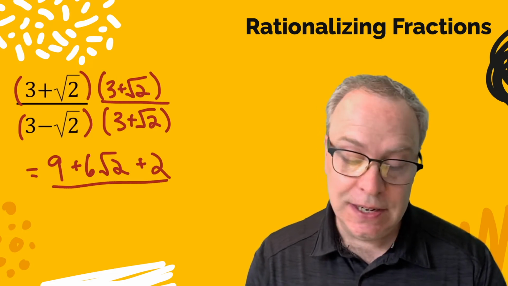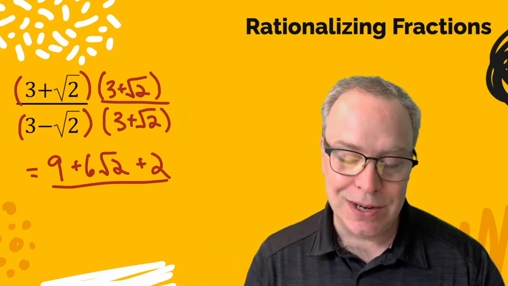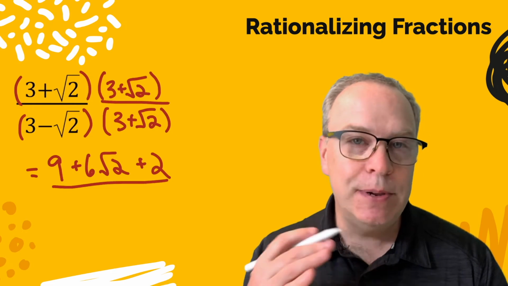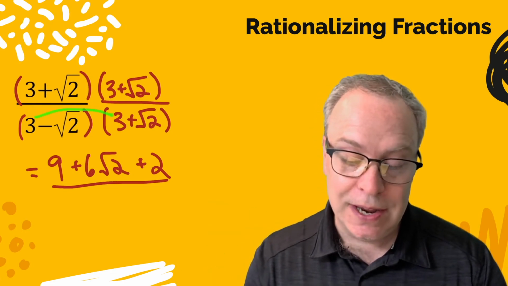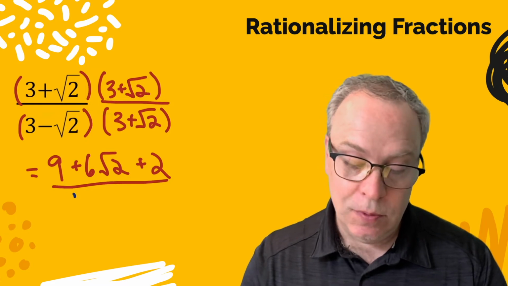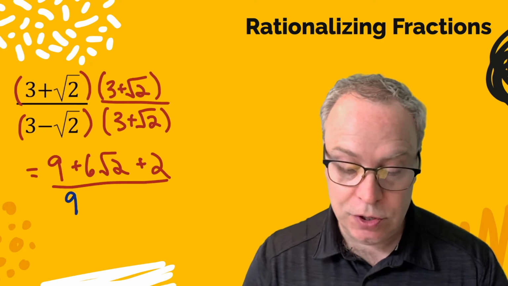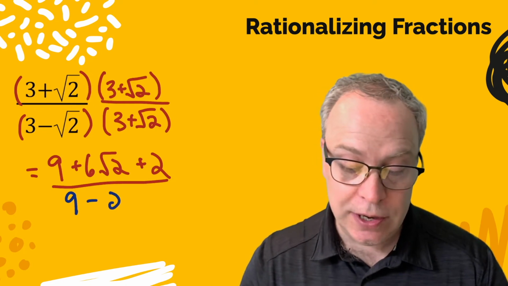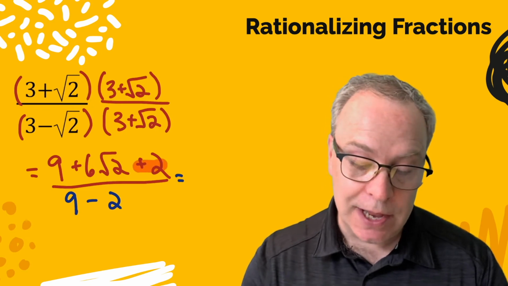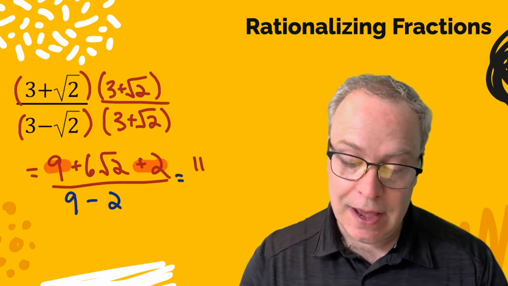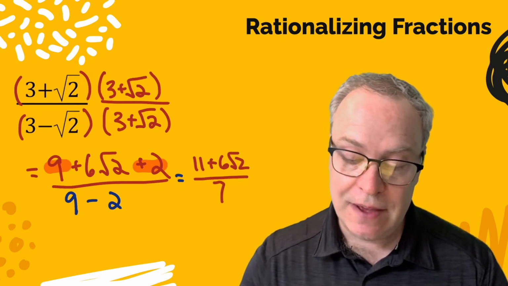And then in the denominator, we have a sum and difference pattern here, and that's why we use the conjugate, by the way. So a sum and difference pattern, do you remember? No middle term. We don't have to FOIL it out. We just take 3 times 3, which is 9, and then take negative radical 2 times positive radical 2. That's negative radical 4, which is negative 2. Let's go ahead and simplify this because we have some like terms here. So 11 plus 6 radical 2 all over 7.